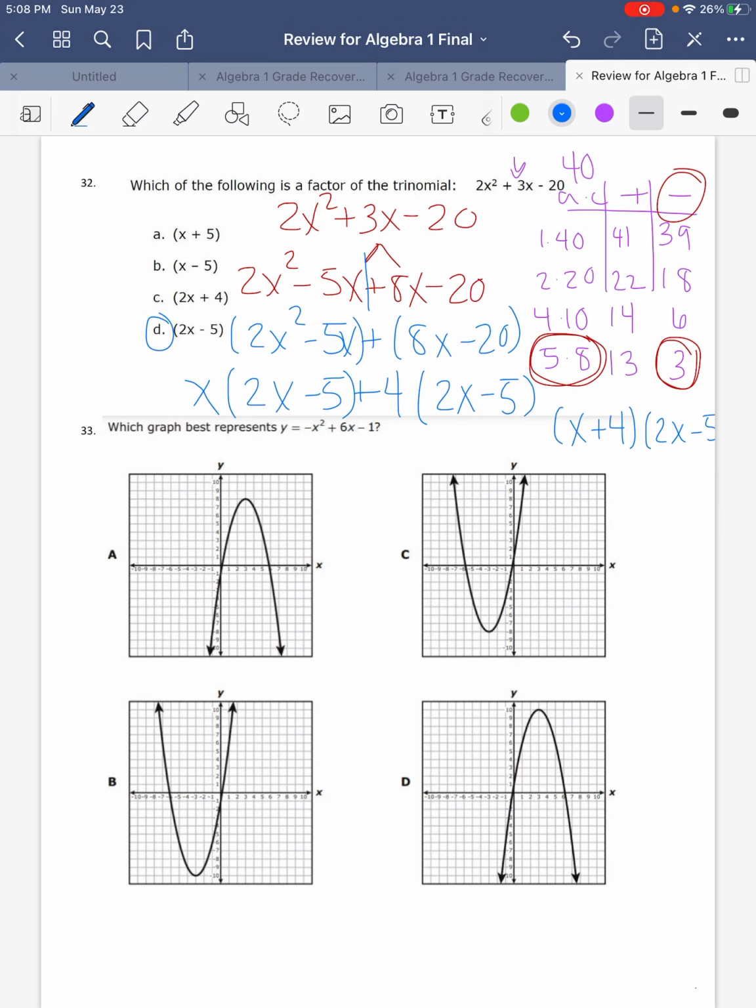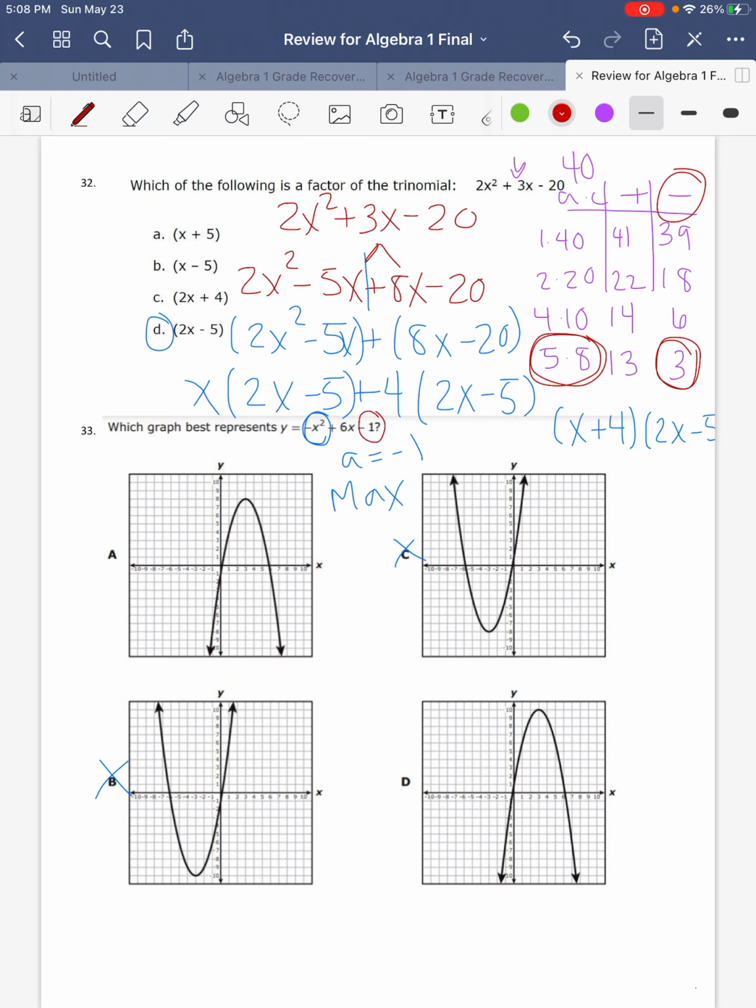Okay, 33, we're matching the graph to the equation. And to do this, we can look at a couple things. So first off, we notice right here, our A value is a negative 1. Anytime our A value is a negative number, that means we're going to have a max. So I can go ahead and get rid of 2 of these answer choices. C has a minimum, and B has a minimum. So it can't be either one of those.